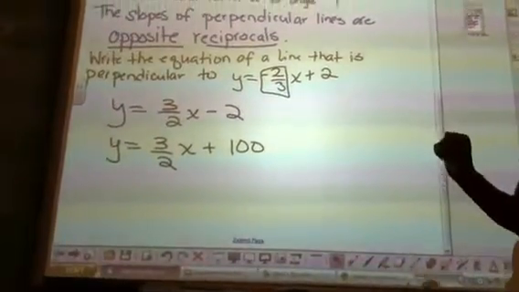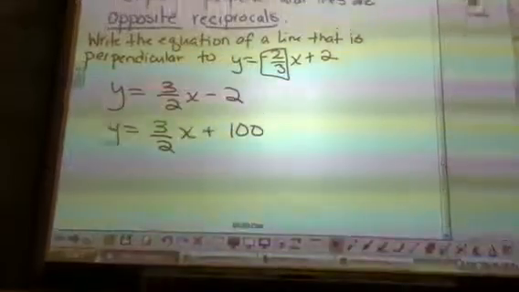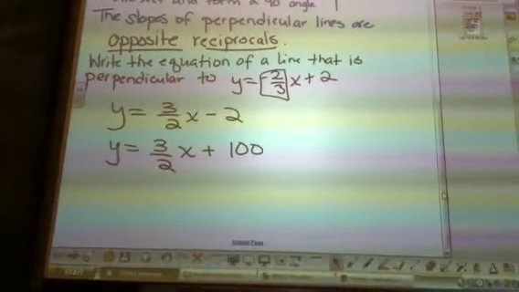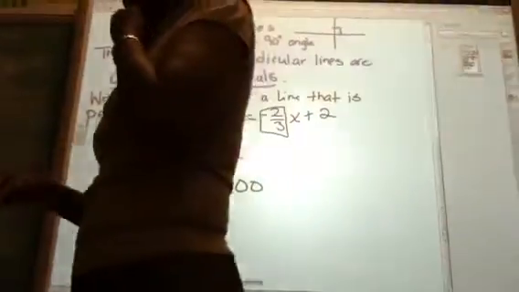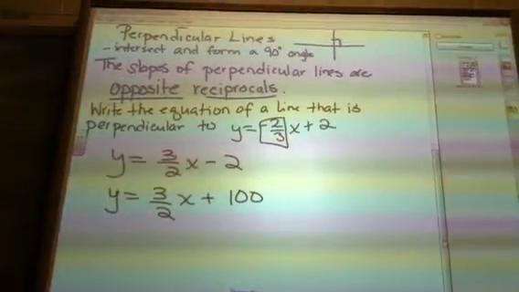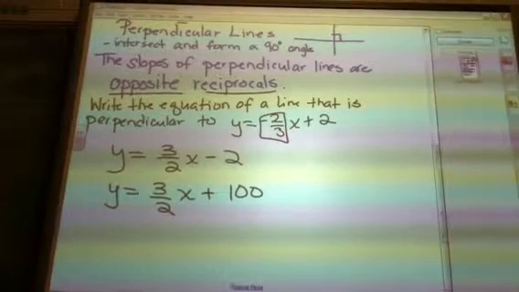All right, so perpendicular lines. Remember, those are lines that intersect and form a 90-degree angle. So perpendicular lines, their slopes are what we call opposite reciprocals. So you take the opposite sign, and then you flip the number.